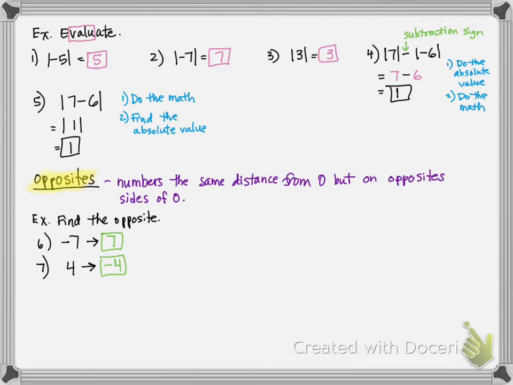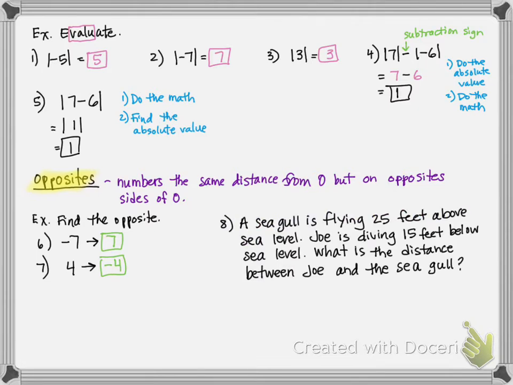All right, we got one more problem. Now this one is a little bit tricky. It's a word problem, so I'm going to turn off for a moment, write it down, come back. I want you to do the same thing, and then carry on with me. Okay, so here's your problem. The seagull is flying 25 feet above sea level. Joe is diving 15 feet below sea level. What is the distance between Joe and the seagull? So what I need you guys to do is go ahead and pause and copy this problem down and then join me back. Okay?